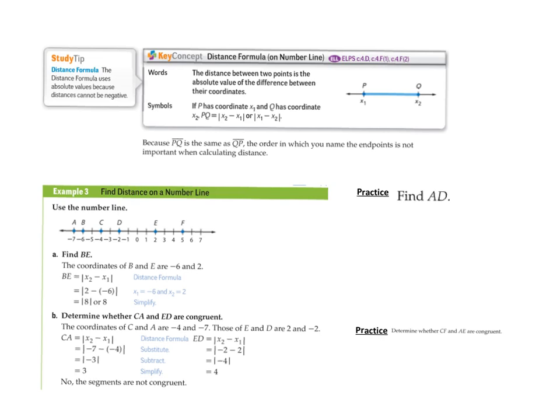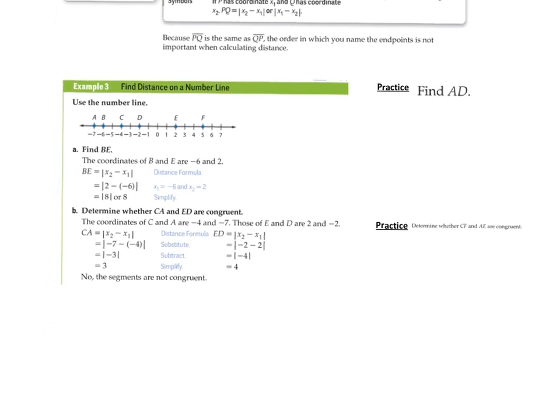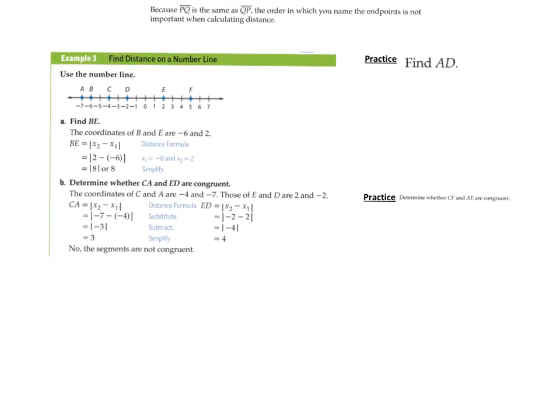How might we apply this? Well, take a look here at example 3. Find the distance on a number line. Use the number line provided here. We want to find BE. We want to find the distance between B here and E over there.